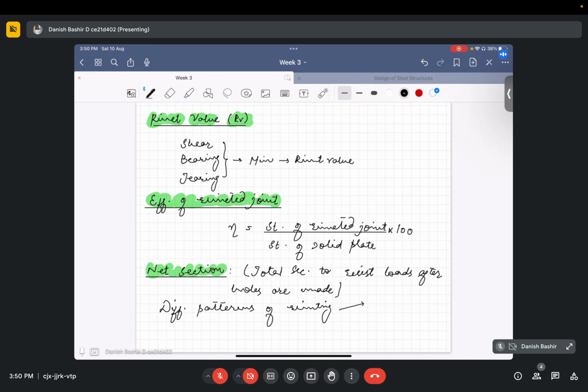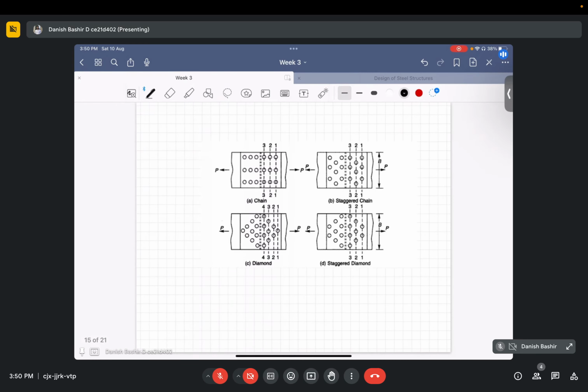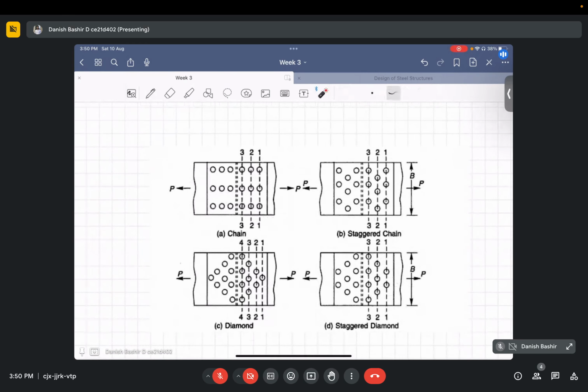So one is chain riveting, another is diamond riveting. Okay, so I have shown here when the rivets are placed in rows like this, like a chain, we call it chain riveting. And when these same rivets are placed with very few at the extremes and more rivets in the middle, this is called diamond riveting. It forms a shape like a diamond.